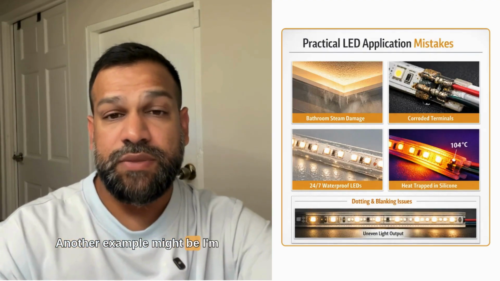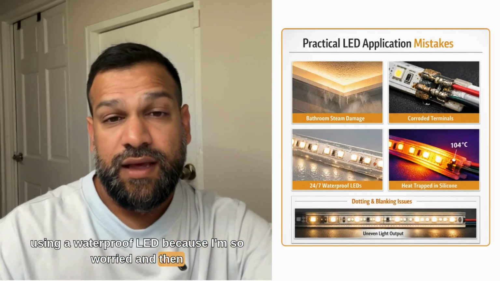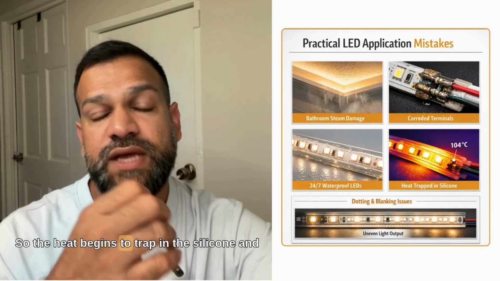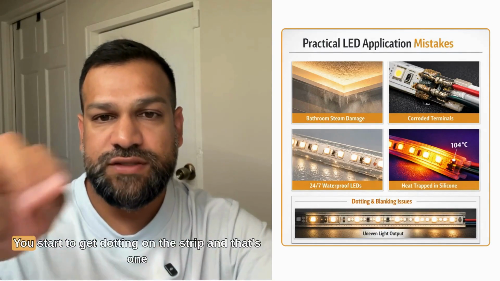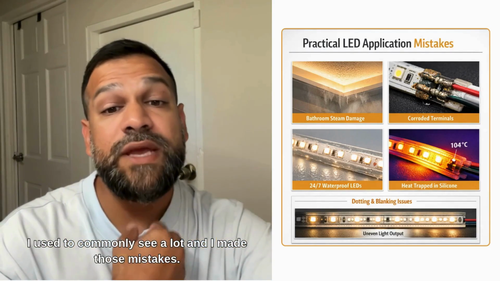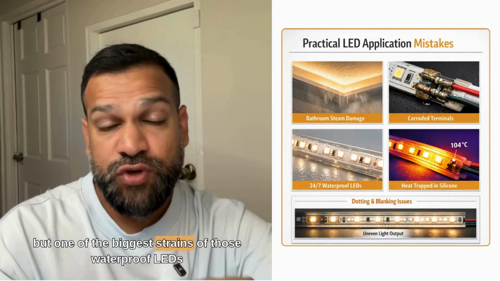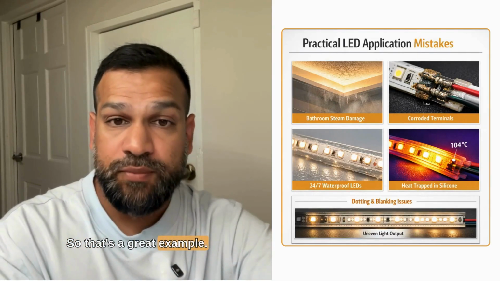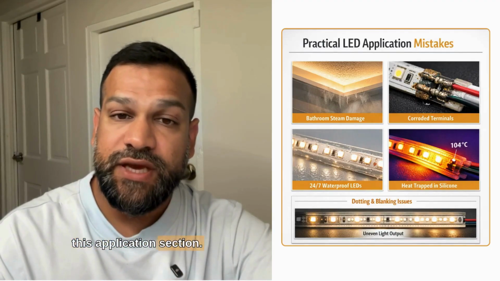Another example might be I'm using a waterproof LED because I'm so worried, and then this waterproof LED is being used 24 hours, so the heat begins to trap in the silicone, and then the LEDs start to blank off, and you start to get dotting on the strip. That's one I used to commonly see a lot, and I made those mistakes a long time ago. But one of the biggest strains on those waterproof LEDs is that the heat has nowhere to go. So that's a great example. These are the things to be mindful of in this application section.